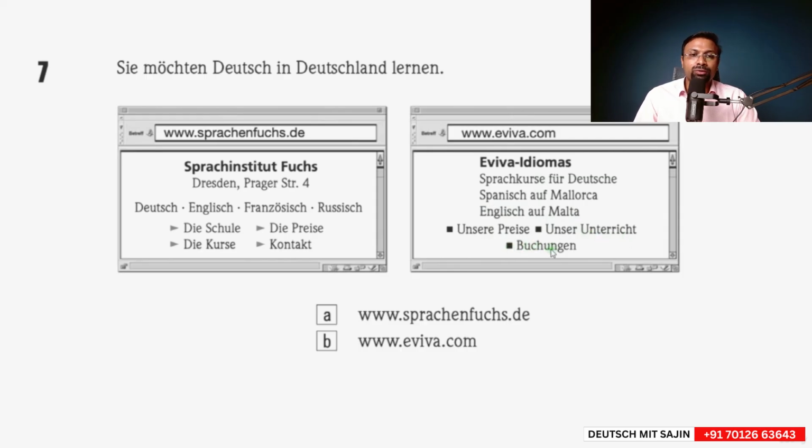Okay, so which one of those two websites will help people to learn German in Germany? Okay, it is this one here, sprachfuchs.de, because here you can learn German and the address is Dresden, which is a German city. So the people can learn German here in Germany, while this is a language course for Germans who want to learn Spanish or English abroad. So, okay, not in Germany, and A would be correct. So you can put a cross here.